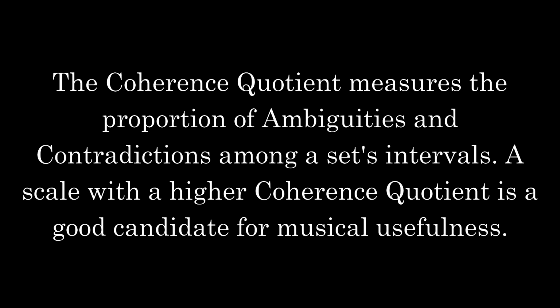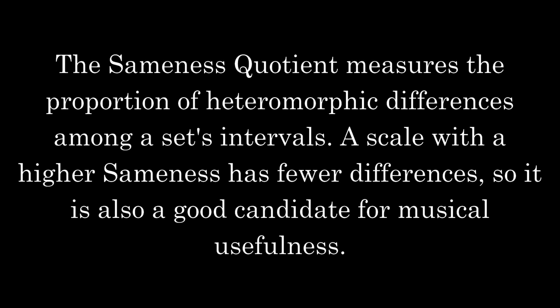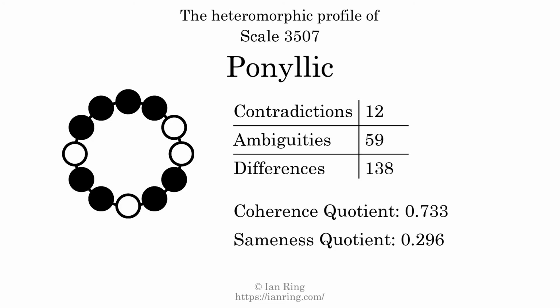The coherence quotient measures the proportion of ambiguities and contradictions among a set's intervals. A scale with a higher coherence quotient is a good candidate for musical usefulness. The coherence quotient is 0.733. The sameness quotient measures the proportion of heteromorphic differences among a set's intervals. A scale with a higher sameness has fewer differences, so it is also a good candidate for musical usefulness. The sameness quotient is 0.296.